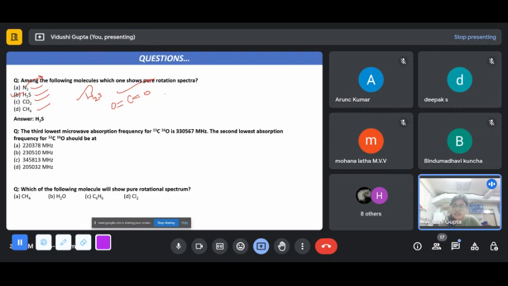Now, next question. The third lowest microwave absorption frequency for 13C 16O is 330567 MHz. The second lowest absorption frequency for 12C 16O should be at what value? So what will be the answer for this? Just take 2 minutes to solve it and tell me the answer. You have to calculate the second lowest absorption frequency.